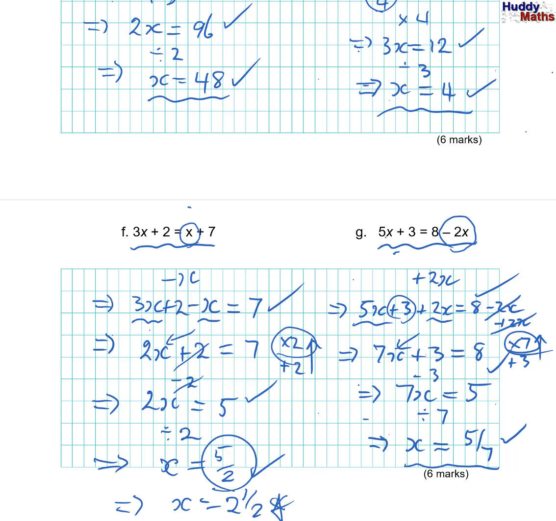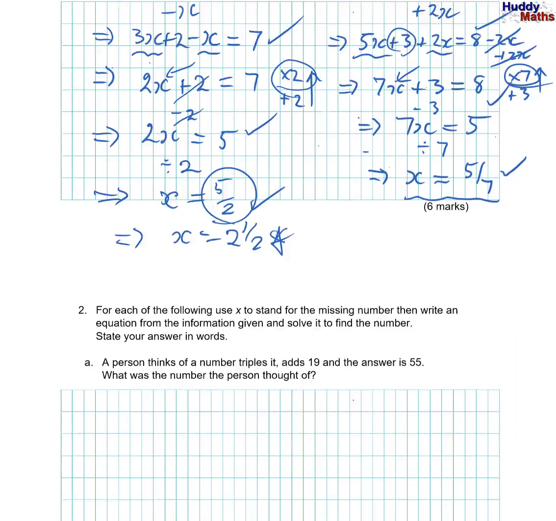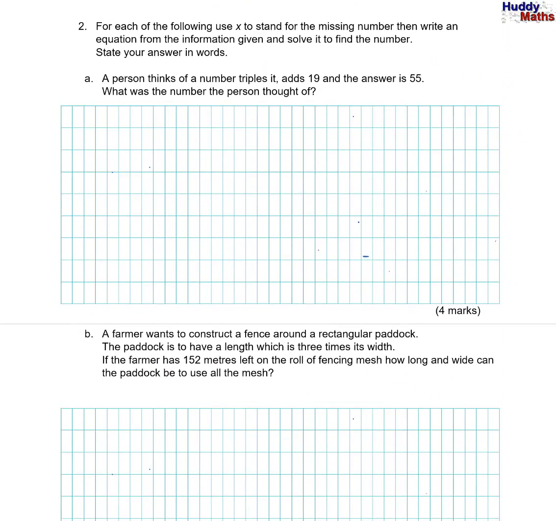Okay, so how'd you go? Hope you're getting some marks there. Let's go down to the worded questions now and have a look at those. All right, so here we go. For each of the following, use x. Well, you don't have to. I think we wouldn't use x in the second one there with a farmer, but use a letter instead of the missing number. Say what it is, and also state your answer in words at the end there.